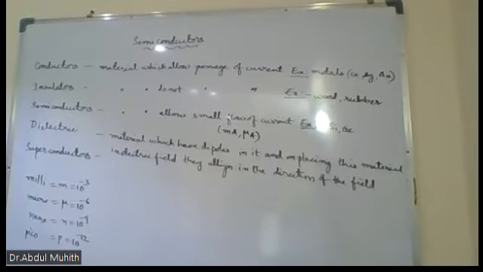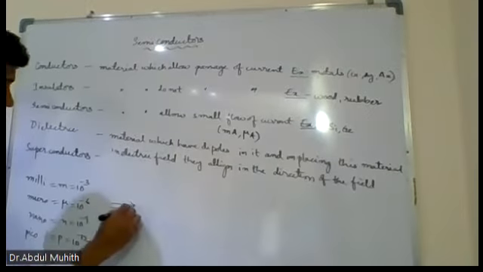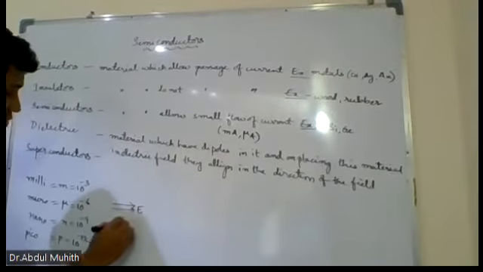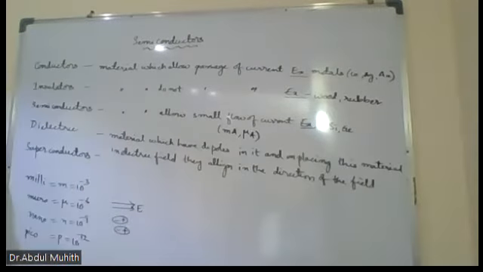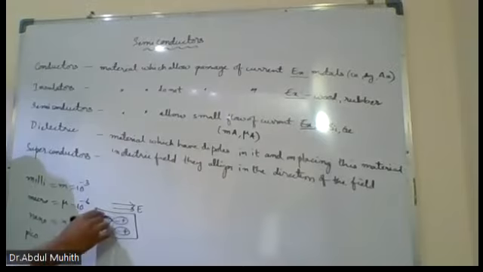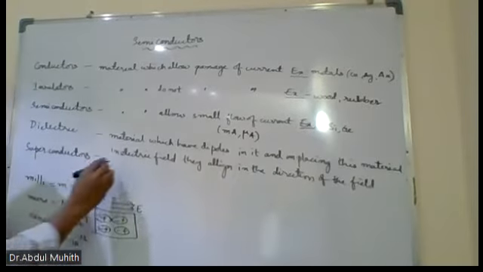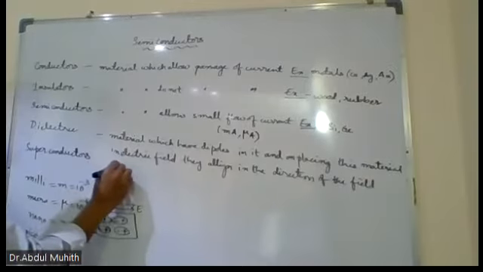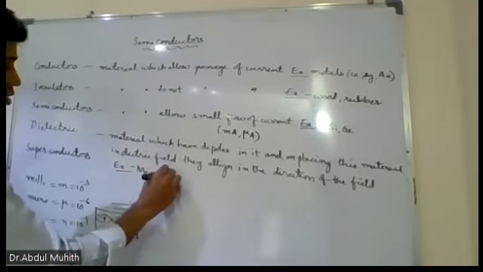What will happen? Suppose this is the electric field and you are placing the material. All the dipoles will align in the direction of the field like this. Suppose this material is having dipoles. There are so many such materials. Examples for this are mica and glass. Keep this in mind.